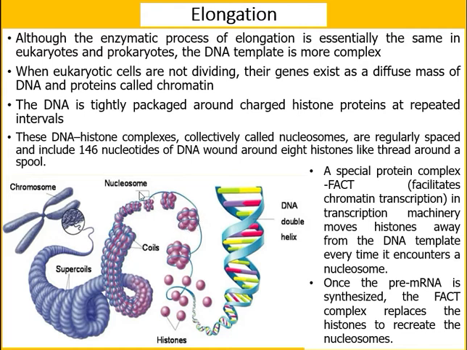So, DNA is tightly packed around charged histone proteins at repeated intervals. That is how it looks in eukaryotes. These DNA-histone complexes are called nucleosomes. They are regularly spaced, as you can see, and each octamer, that means 8 histones together, is bound by DNA that is around 146 nucleotides long. So, this one octamer is surrounded by DNA of almost 146 nucleotides or base pairs. This is how eukaryotic DNA is arranged.